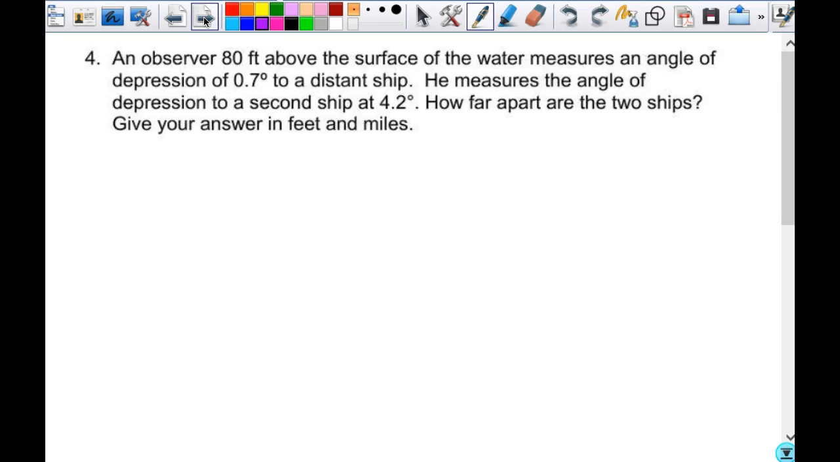All right, so there's an observer 80 feet above the surface of the water. So here's my water. He's 80 feet above. I don't know what he's doing. I don't know if he's floating, what's happening, but it doesn't really matter. So he's up here. This is 80 feet. So he sees two ships out here. There's one ship. There's two ships. Okay. One he sights at an angle of depression of 0.7 degrees, and one is at 4.2 degrees.